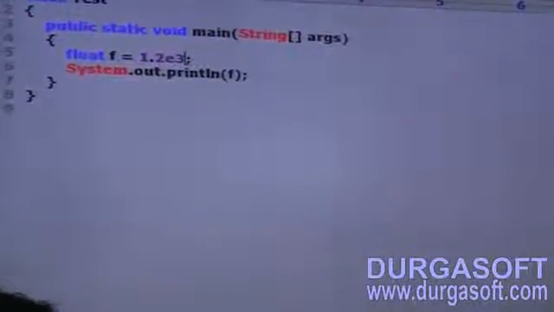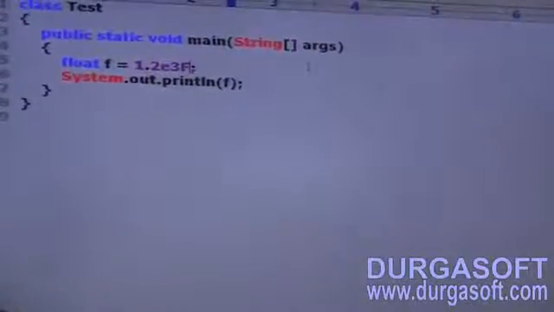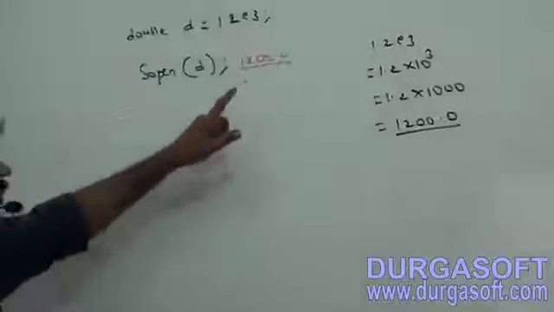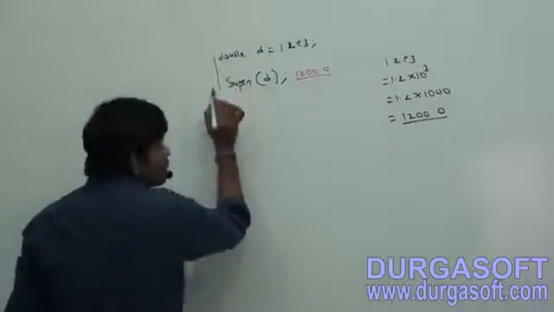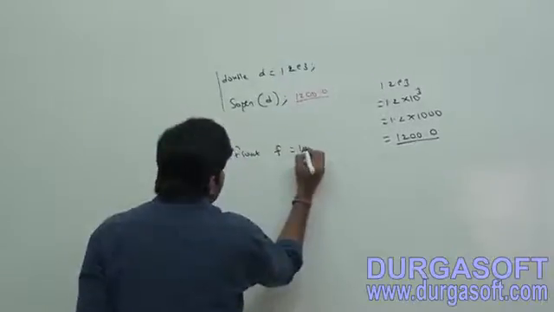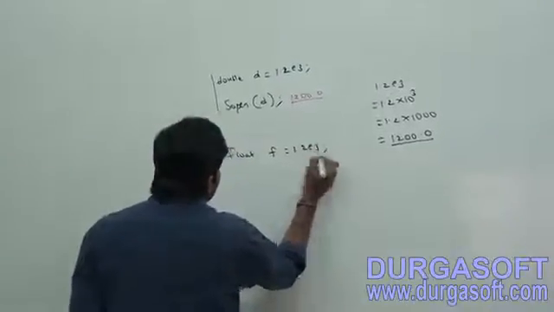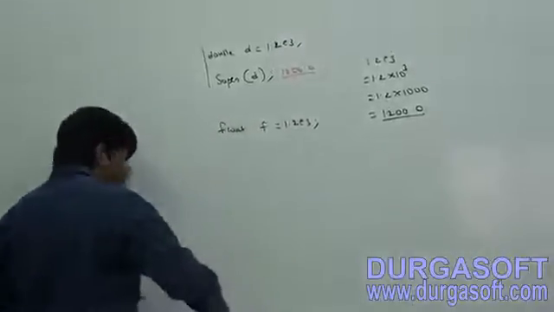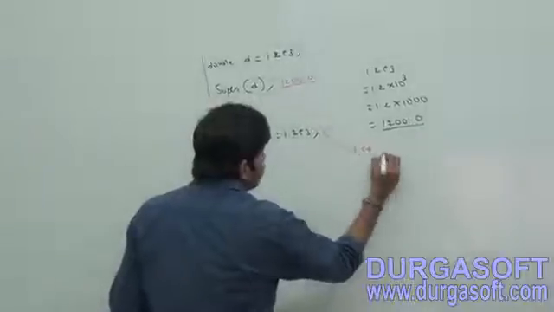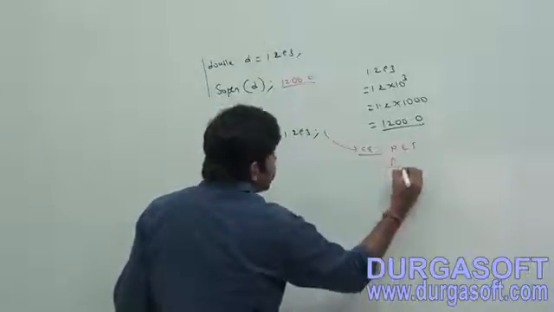Now I have to take small f or capital F. If I take the answer with a small f or capital F, valid or not? Valid, no problem at all. 1200.0, is it clear? Now float f is equal to 1.2 E3, valid or invalid? Invalid. What compile error? Possible loss of precision.